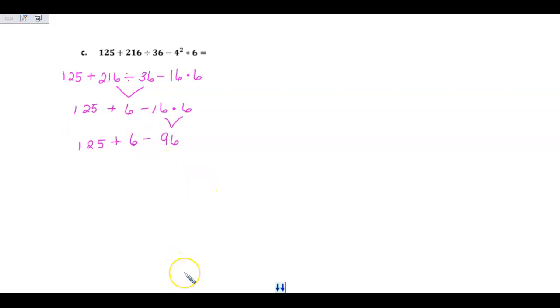Okay, so now I have no more multiplication, no more division. Now all that's left is addition and subtraction. Remember, we work our way to the right, so we're going to do 125 plus 6. 125 plus 6 gives us 131. Bring down the minus 96, and that is going to give us 35.